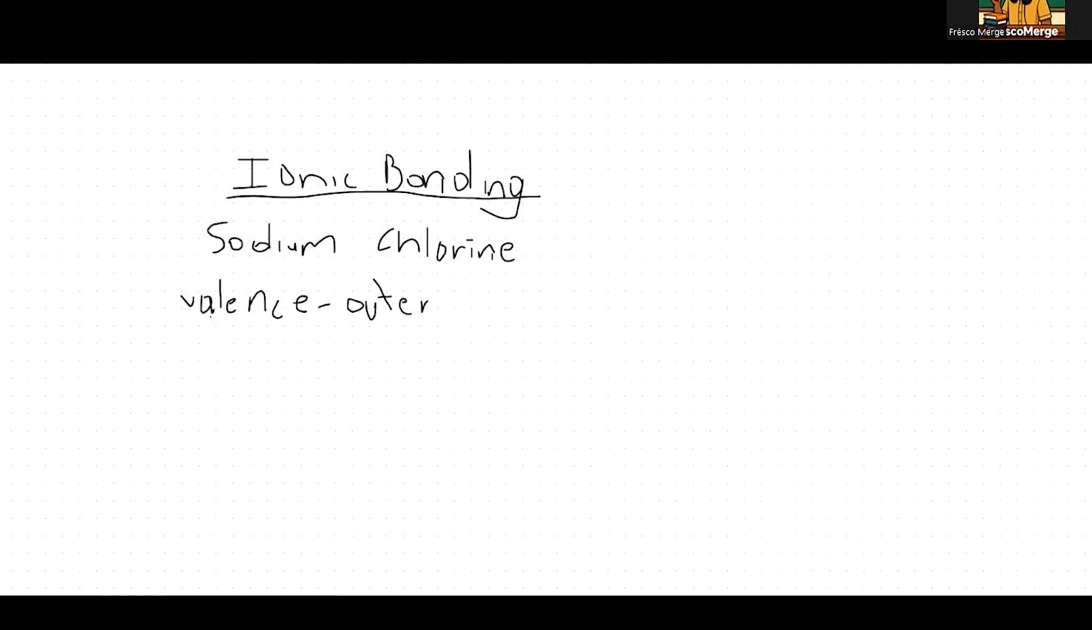It's the outermost. So in the case of sodium, how many electrons does sodium have on the outer shell? One. So we're going to use a dot to represent that. Sorry, not a dot, we're going to use a cross. You can use either one, but we're going to use a cross.